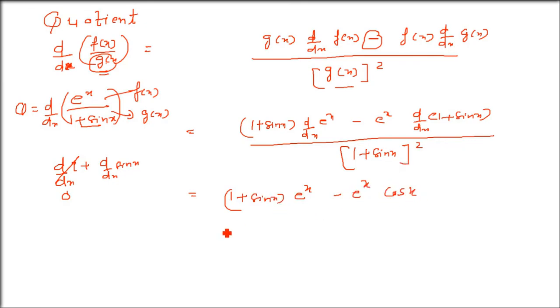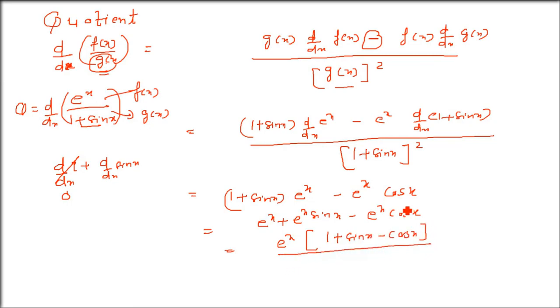Now you can take e raised x common and it will be 1 plus sin x minus cos x. What I am suggesting is multiply e^x inside: e^x plus e^x sin x minus e^x cos x, and now you can take e^x common from each term. So e raised x you take common, you will have 1 plus sin x minus cos x, divided by what was already there, 1 plus sin x whole square. Okay, so this is the final result.